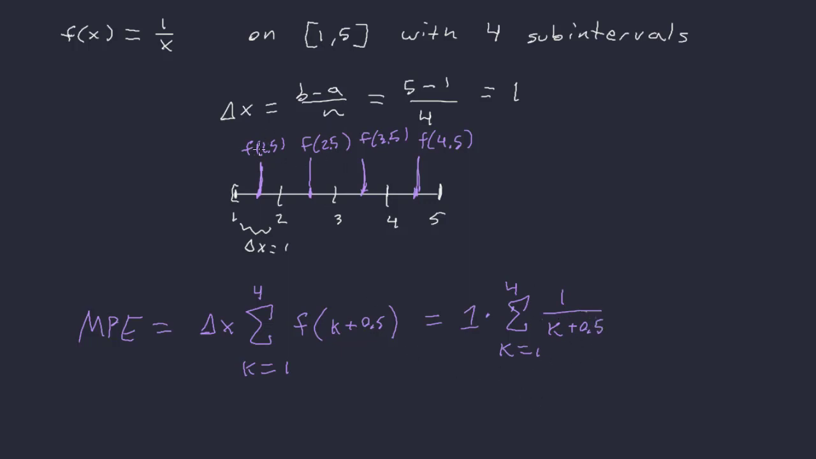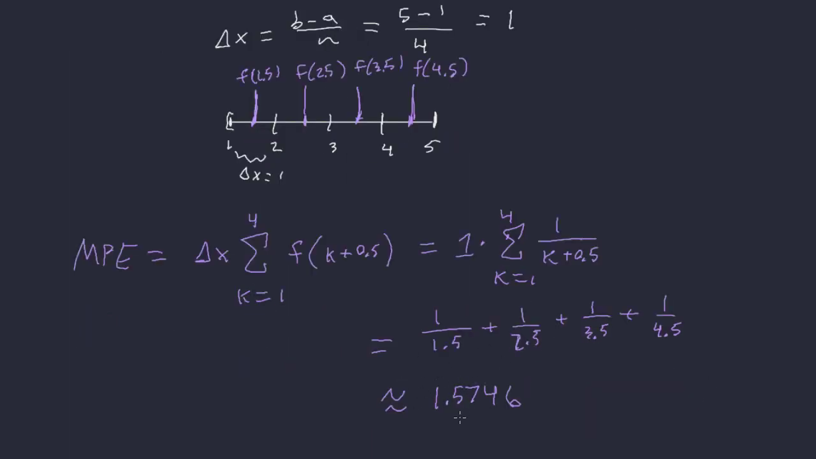And if you think about it, right, you put in the 1, you'll get 1 plus 0.5, which is 1.5. You put in the 2, you get 2 plus 0.5, which is 2.5. Put in the 3, 3 plus 0.5, etc., etc. So this does come out to be 1 over 1.5 plus 1 over 2.5 plus 1 over 3.5 plus 1 over 4.5. All right, which comes out to be about 1.5746-ish. It doesn't actually come out to be a super nice fraction. The actual fraction is 496 over 315. So I would just use the decimal here.